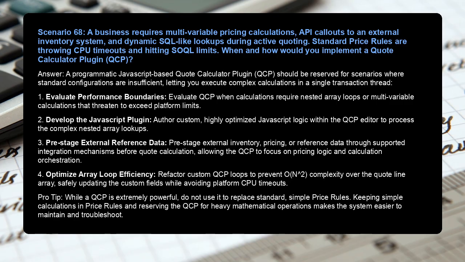3. Pre-stage external reference data. Pre-stage external inventory, pricing, or reference data through supported integration mechanisms before quote calculation, allowing the QCP to focus on pricing logic and calculation orchestration. 4. Optimize array loop efficiency. Refactor custom QCP loops to prevent O(n squared) complexity over the quote line array, safely updating the custom fields while avoiding platform CPU timeouts.